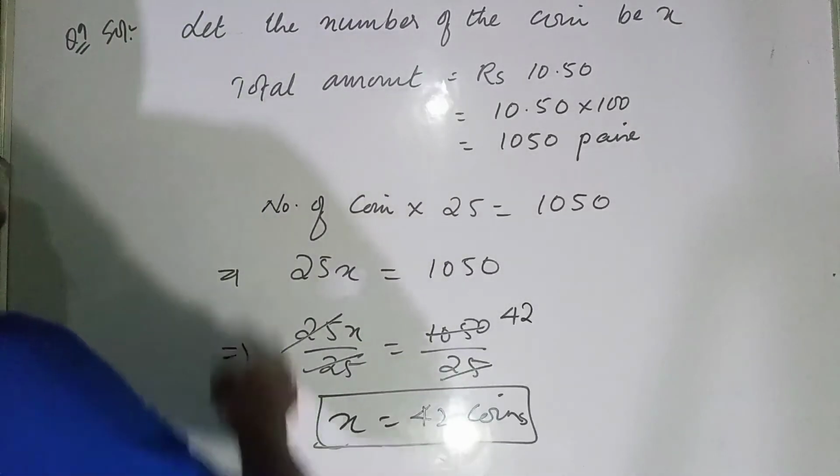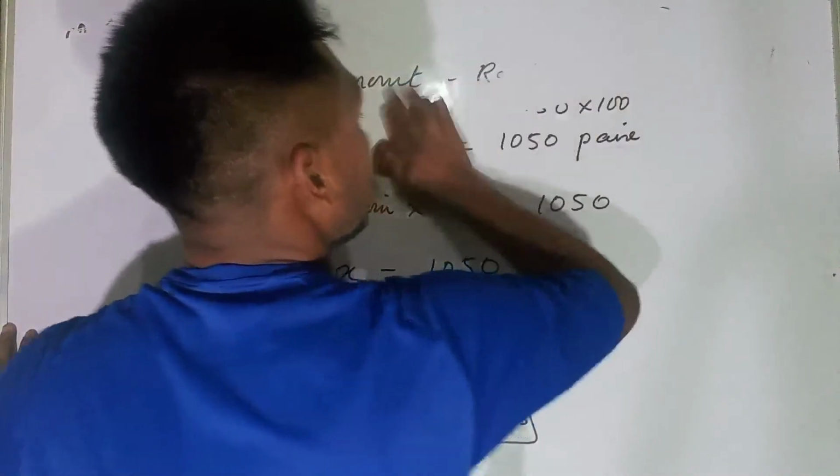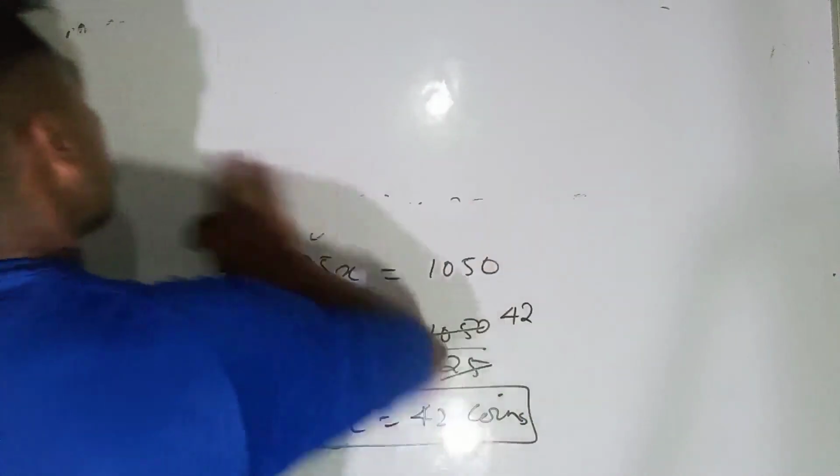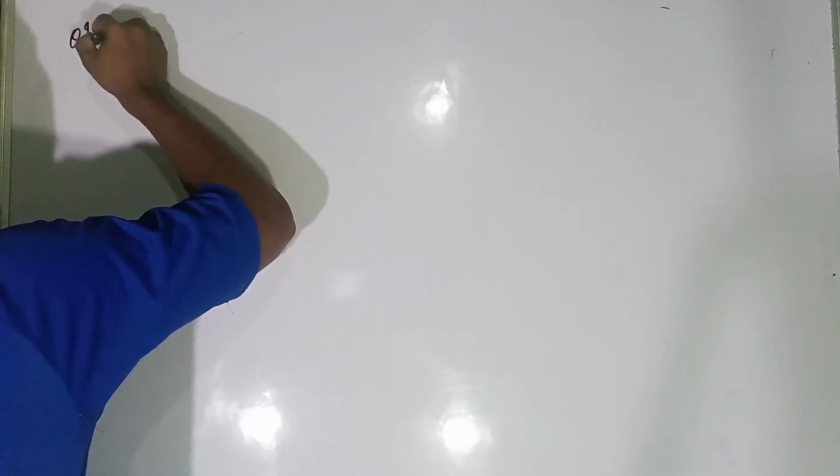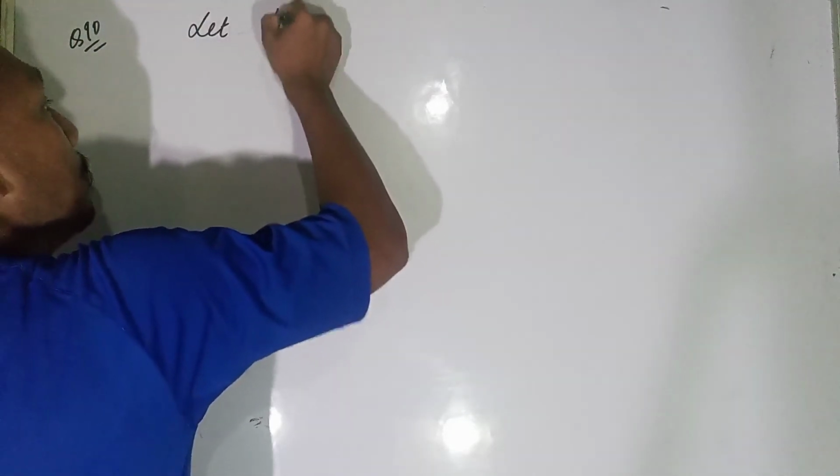Okay, so let's go to the last question, question number 10. Find the dimensions of the rectangular field whose length is twice its breadth. If the perimeter of the field is 96, find the dimensions of the field. Solution, question number 10.